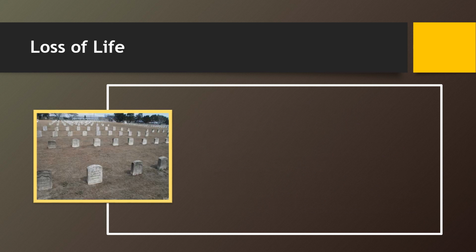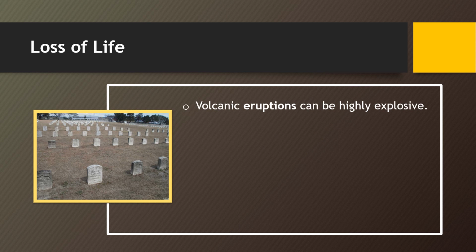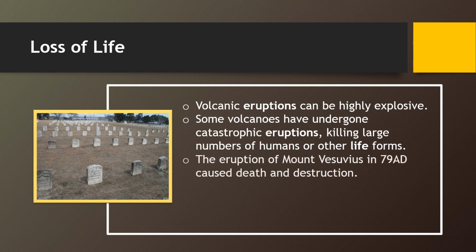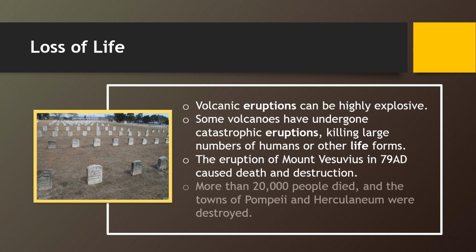We also have here the loss of life. So volcanic eruption can be highly explosive. Some volcanoes have undergone catastrophic eruption, killing large numbers of humans or other life forms. So remember, if there is a volcanic eruption, it is not only humans that are being harmed, but also animals, just like the pets, and of course the different plants that are living near the volcano. The eruption of Mount Vesuvius in 79 AD caused death and destruction. More than 20,000 people died, and the towns of Pompeii and Herculaneum were destroyed.